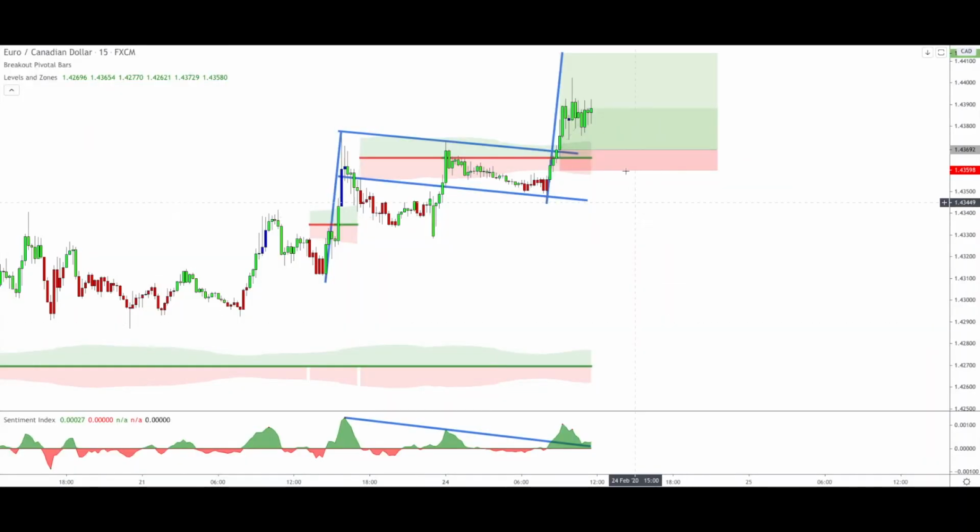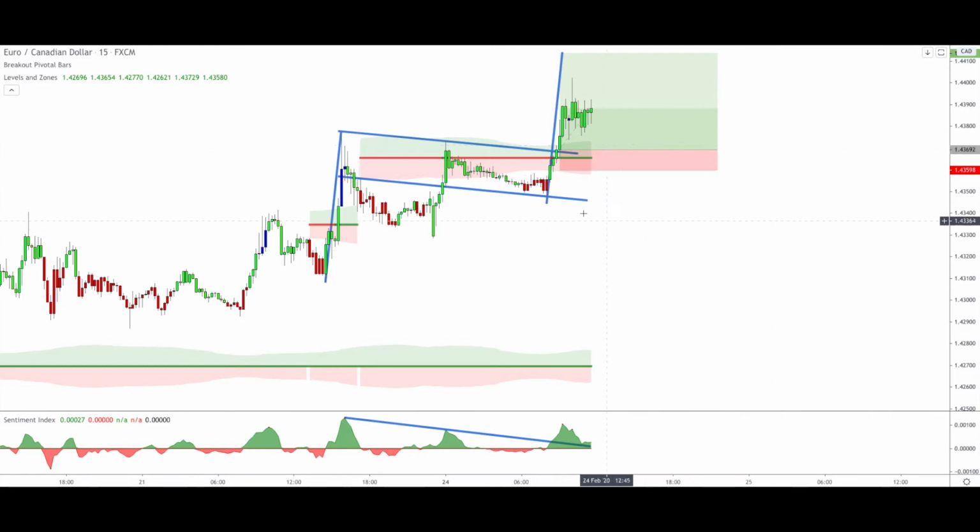It looks like it has lost its impulsive strength because it's now moving sideways, but all the candles are still green, which means that they are bullish candles. Maybe it's just making another consolidation before a fifth impulsive movement, so we are within this minor consolidation probably.